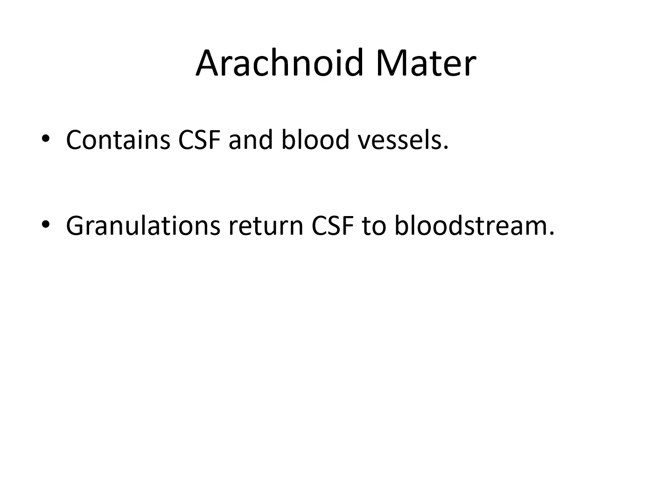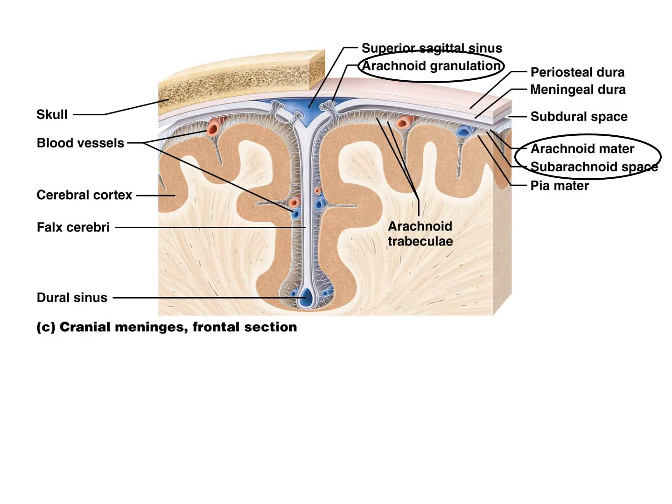The Arachnoid Mater is innermost and covers the very surface of the brain. It's very thin, and it contains cerebral spinal fluid and blood vessels. Specialized granulations return the CSF to the bloodstream. And in this figure, we can see the Arachnoid Mater, and beneath it the subarachnoid space. And here is showing the example of the arachnoid granulations.